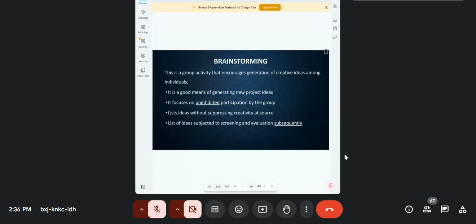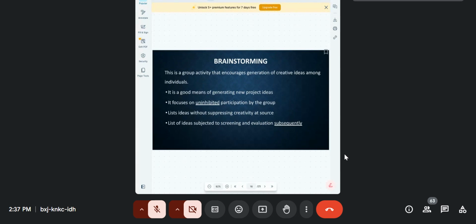At this point, we are not analyzing the ideas. The idea is suggested and the idea is taken. Then we will analyze the idea later. So that is similar to the next point, list ideas without suppressing creativity at source.